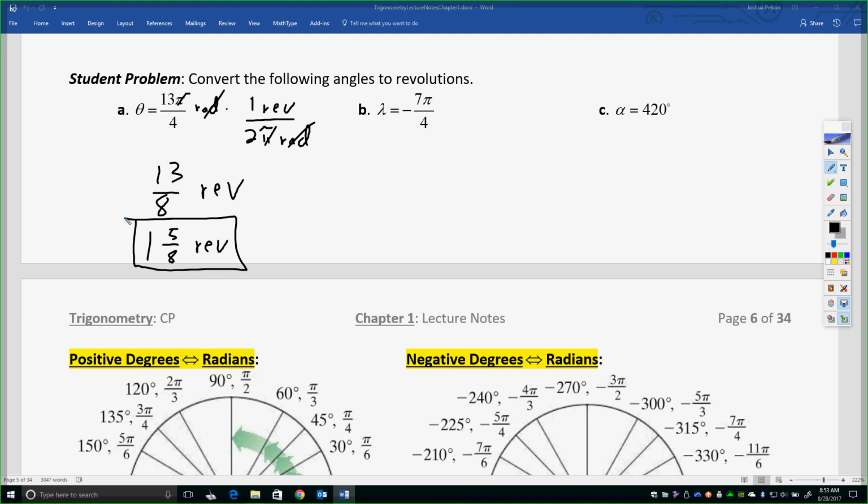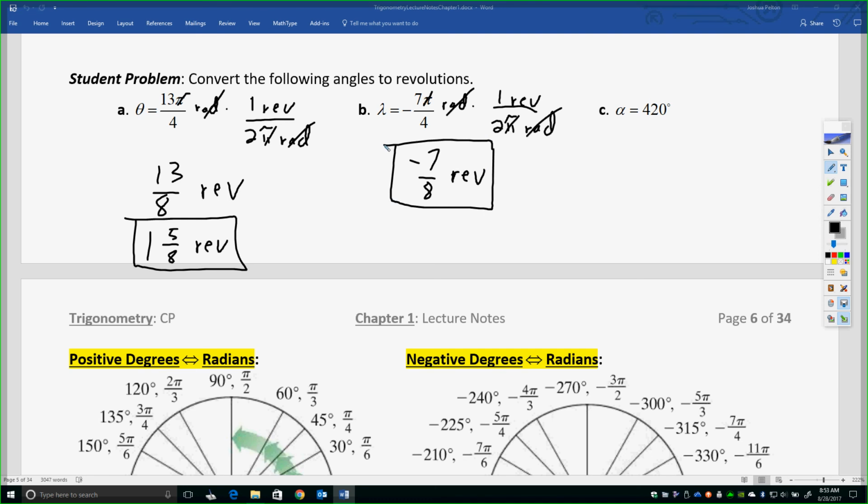The next one, radians. That gives me 1 revolution over 2 pi radians. Cancel the radians, cancel the pi's. That gives me negative 7/8 of a revolution. So we made it almost 1 time around going clockwise.